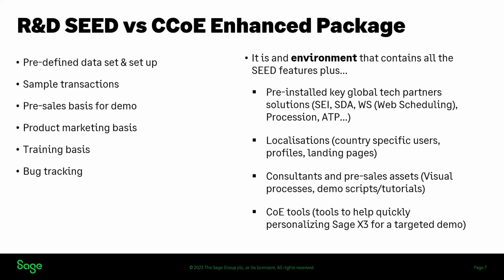pre-install some global tech partner solutions, or what are so-called ISVs. So in that sense, what we have currently is SEI, SDA, or SDMA. I know that depending on the country, you use SDMA more than SEI, but they are both here. Web scheduling, procession. We issue two machines, one with procession, one without procession. Why? Because there are some countries that don't work with procession. ATP, GraphQL features, and so on and so forth.